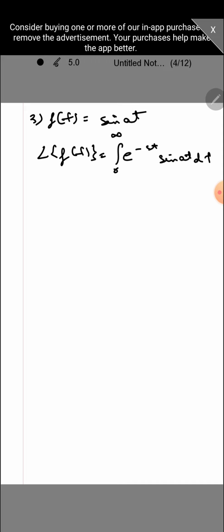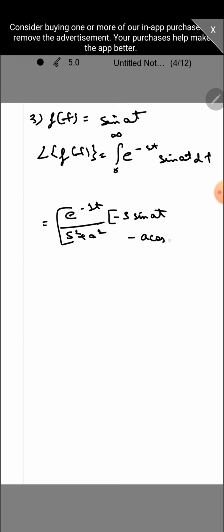So we will directly put the formula, and we will get e to the power minus st over s square plus a square times, here we will have minus s sin at minus a cos at. So I am writing cos at here because cos of minus theta is equal to cos theta, so I am not writing the minus inside the cos value. Got it? So this is what we get.